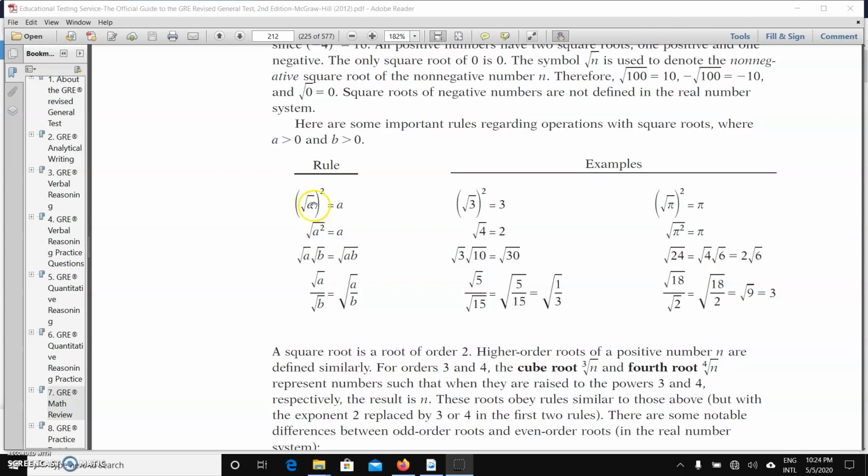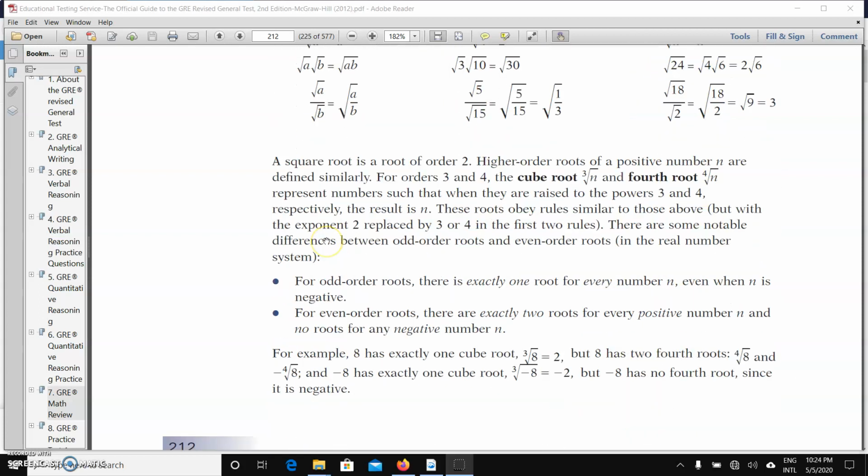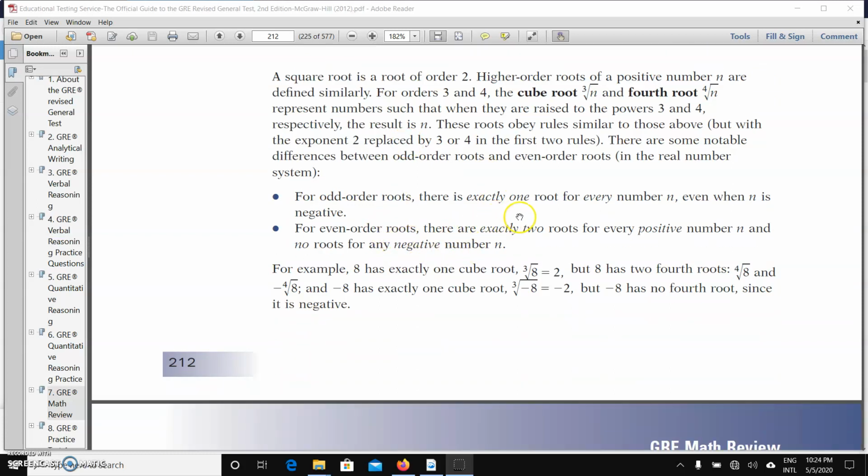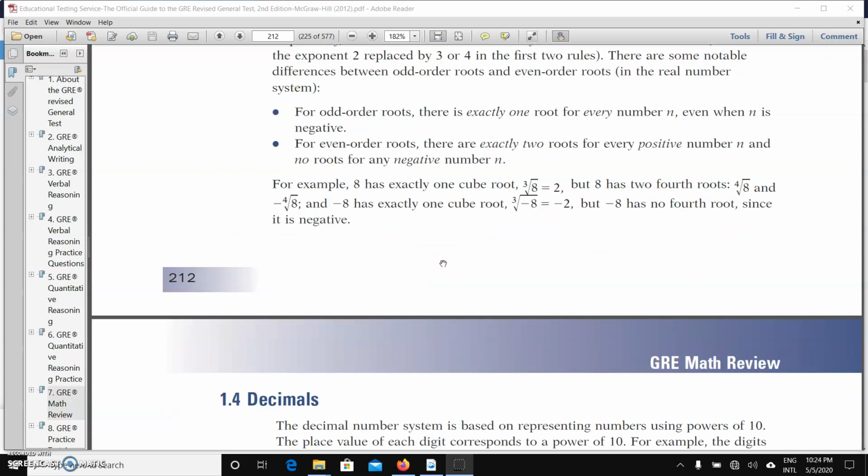Now, the rules: root of A raised to power 2 equals A. Another rule says that root of A squared equals A, because it's the same thing, they cancel each other. Then root A times root B equals root of AB. Root A over root B equals root of A over B. These are things you need to learn yourself. I'm not going to teach you that; you should know it. These are things you should have known before now. You understand? Let me just move on.